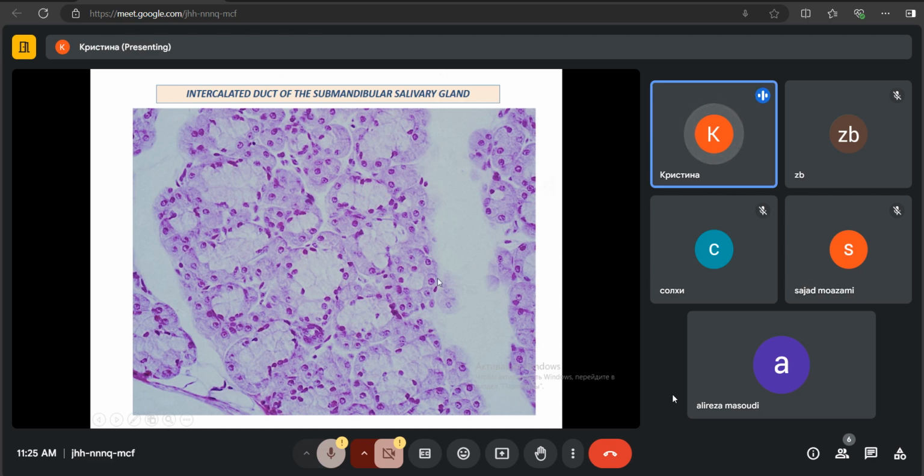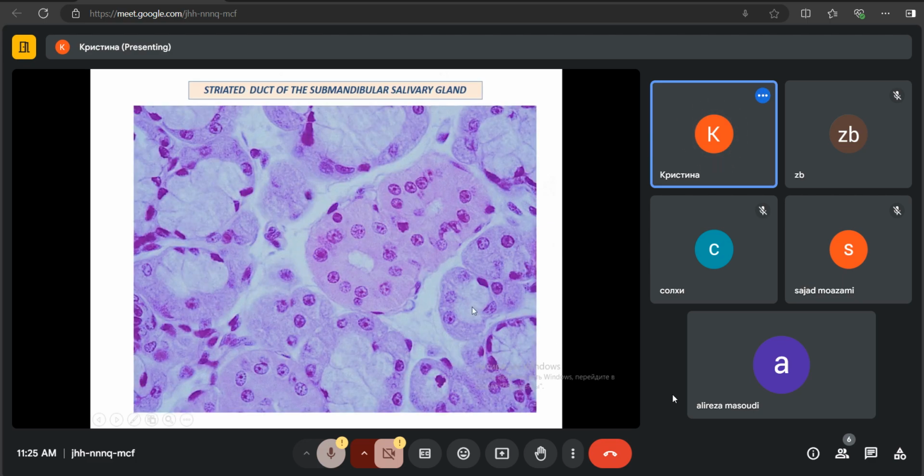So here we see the lobule of the gland, and here is the interlobular connective tissue. In this picture, we see here the striated duct. It is composed of elongated columnar cells, which have eosinophilic cytoplasm and striations in the basal part of the cell here.